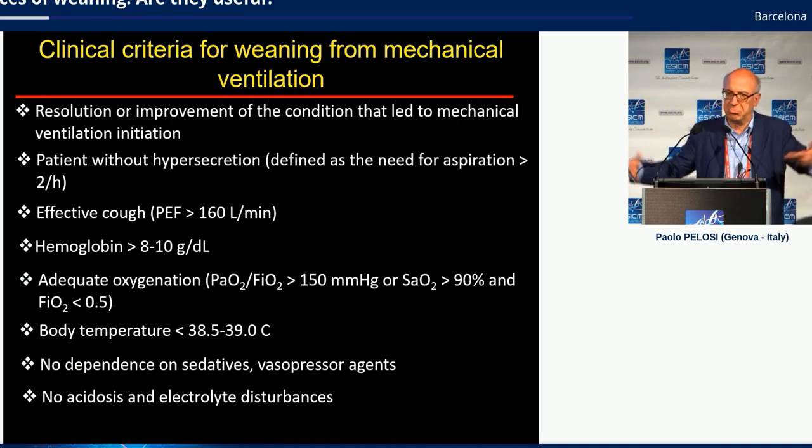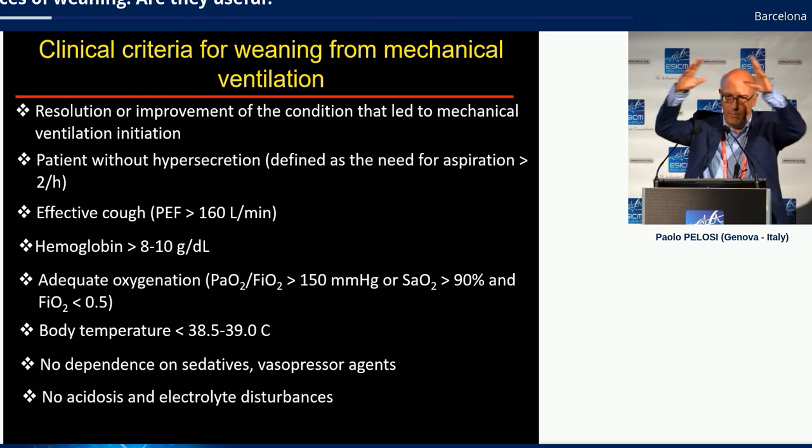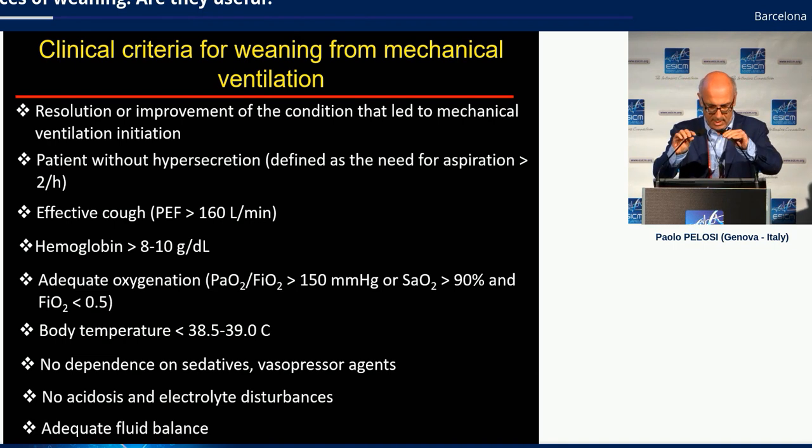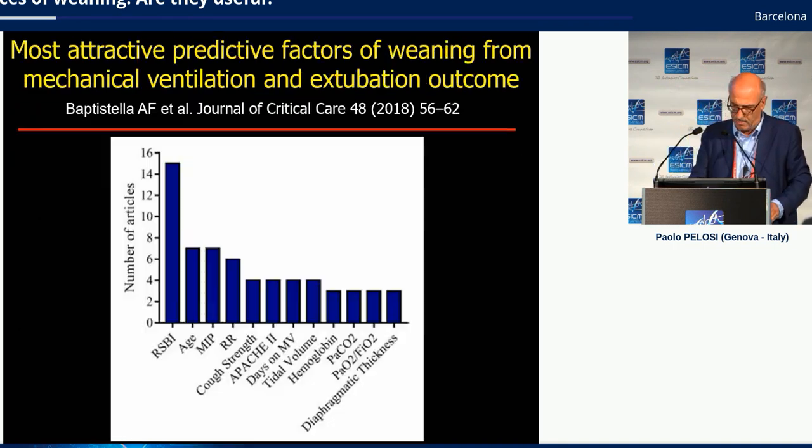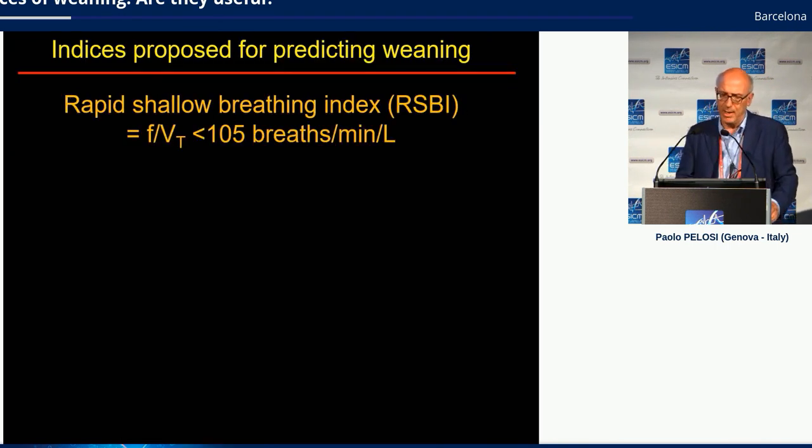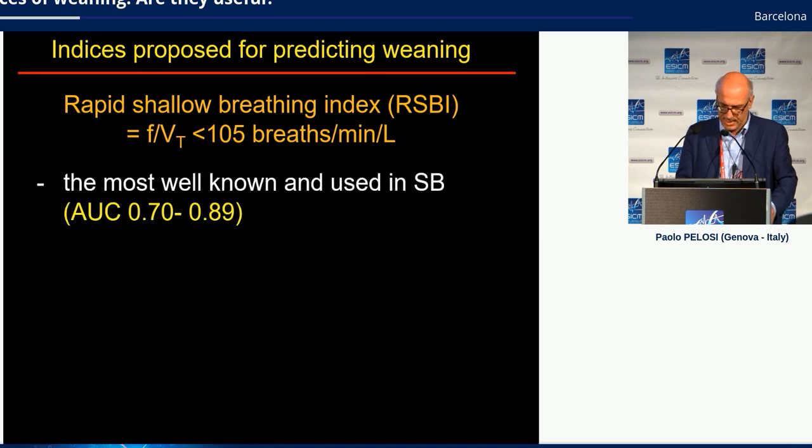And as Laurent showed, many physicians can extubate even without different protocols, and of course, adequate balance. So there are different indices for weaning, as reported here in a recent paper, and they are very, very attractive, as you can see. The most common is the rapid shallow breathing index. The rapid shallow breathing index, as you know, is the ratio between respiratory rate and tidal volume. Usually when it's less than 110, this is considered a good sign.